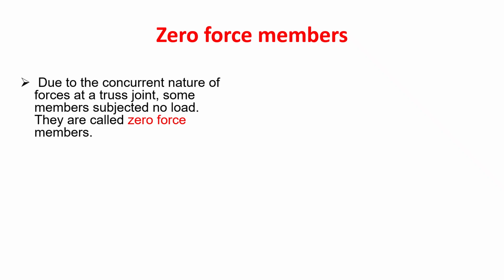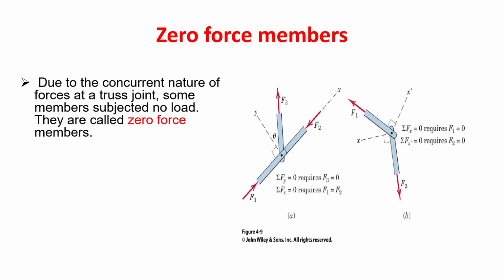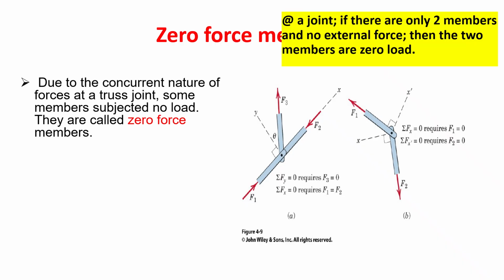So let's see how to find this. So these are the two situations. Okay, you look at the joints. When you look at the joints, the first one is this: at a joint, if there are only 2 members and no external force, then the 2 members are 0 load. So if there are only 2 members at a joint, and there is no reaction force or external force, look at this one. There are only 2 members at this particular joint, but there is no external force or support reaction. So both of these ones are 0.